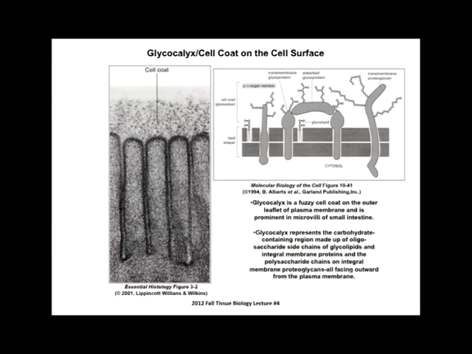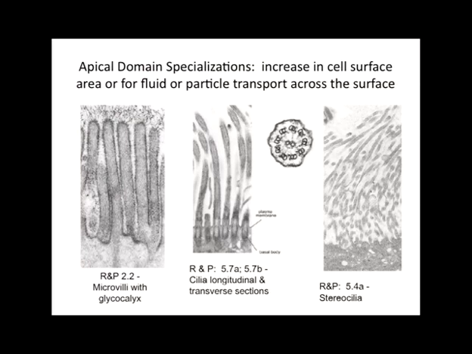Yes? Just a quick question. The glycocalyx, is that present on all specialized, like cilia, stereocilia, and microvilli? Mostly on microvilli. Okay. Cilia, for the most part, are picking up mucus and dust particles or moving other things apart. The glycocalyx has a lot of receptors in it. And it also has a lot of cell recognition molecules.